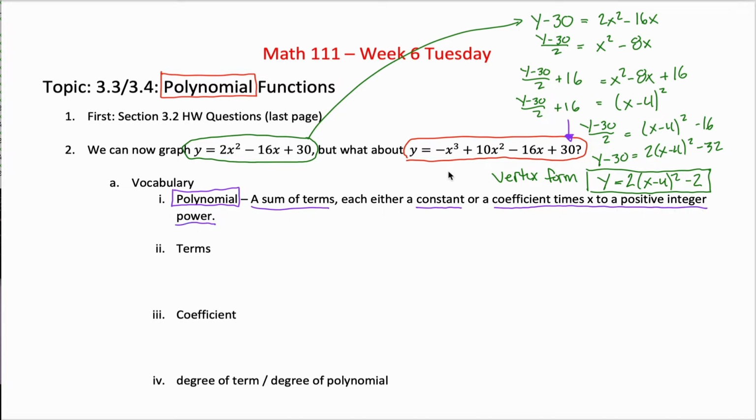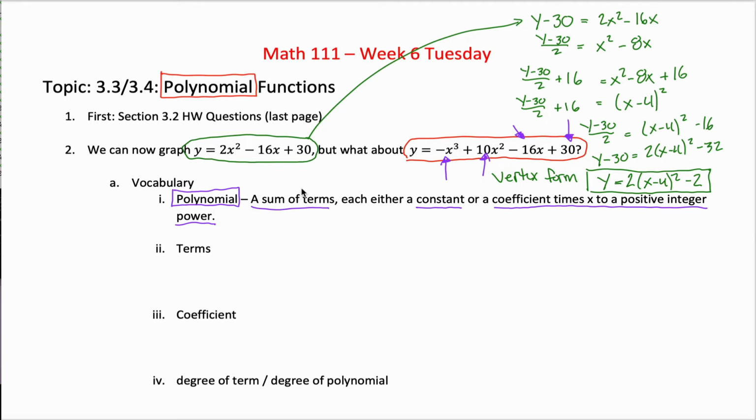Kind of a mouthful, but all I'm saying is right here, what I really have is negative 1 times x to the 3rd power. Right here, I have 10 times x to the 2nd power. Right here I have negative 16 times x to the 1st power. In each case I have some number, negative 1, 10, and negative 16, times x raised up to some power, and that power is what's called a positive integer, meaning it's a whole number and it's not negative. So we won't see x to the negative 5th power, we won't see x to the 7/2 power, nothing like that when we're dealing with polynomials.